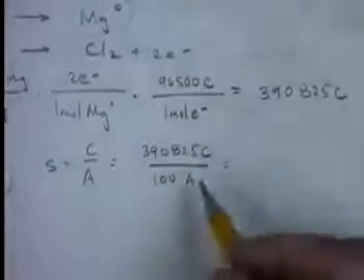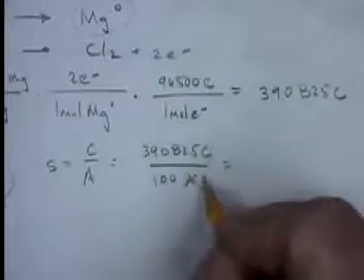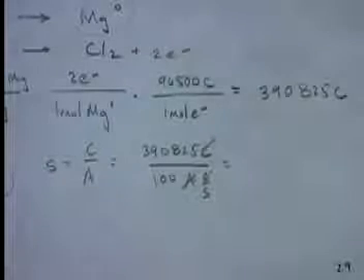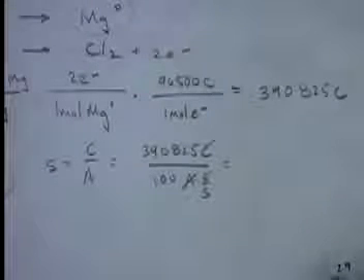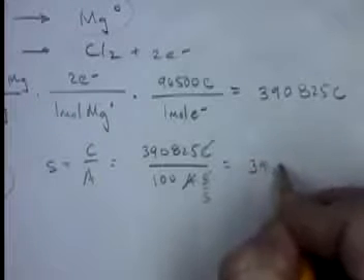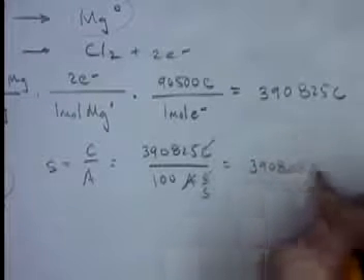And if I want to make my units right, I guess I could use coulomb per second down here. Notice the coulombs cancel with the coulombs, and I have 1 over 1 over seconds, which actually ends up as seconds. And so I end up with 3,908.25 seconds.